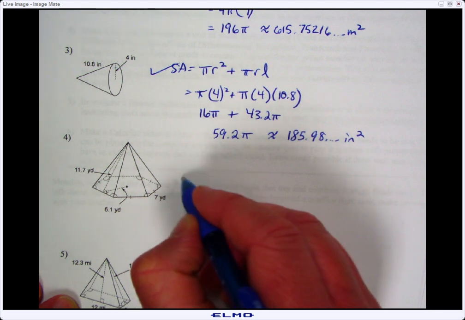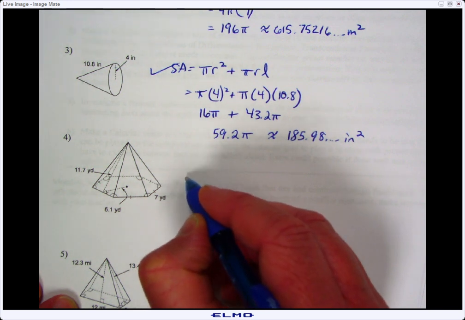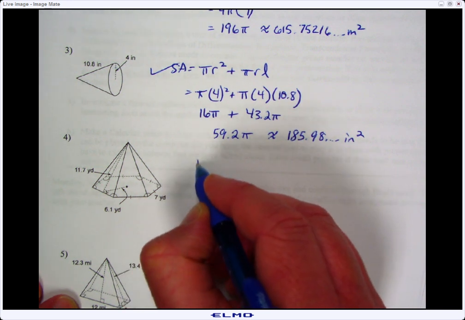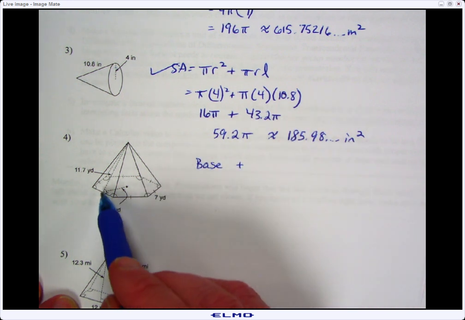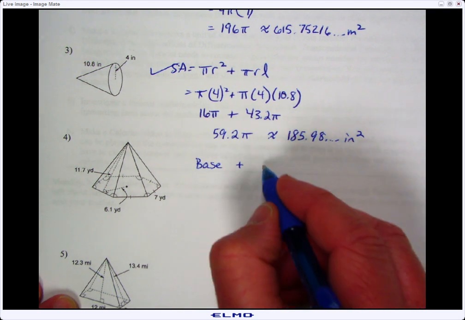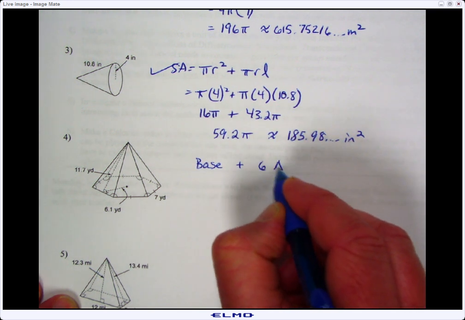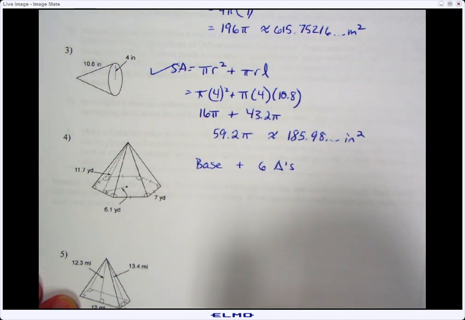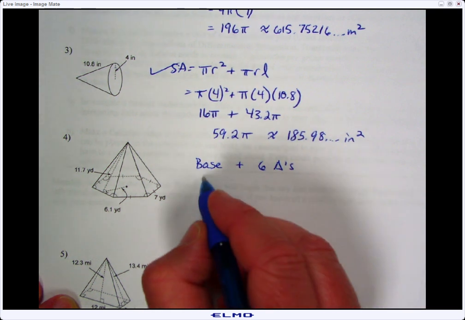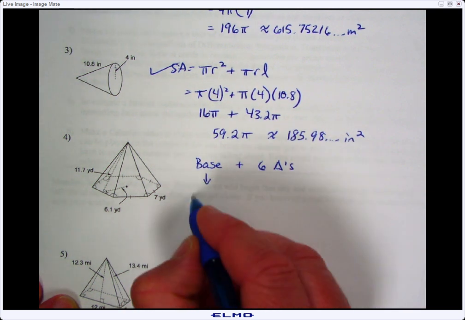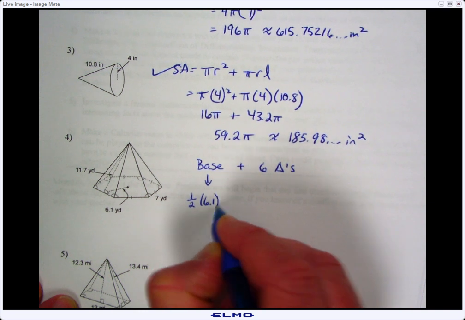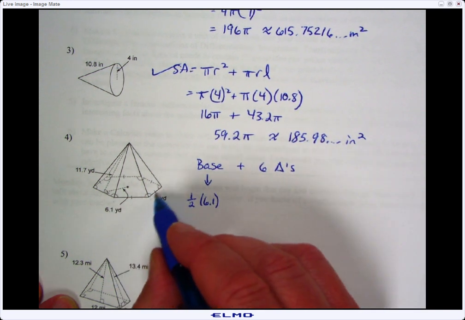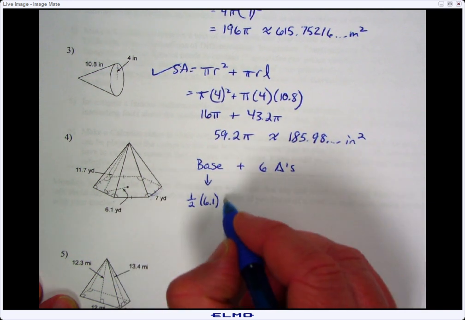Well, for a pyramid, we have a base. We only have one base, and then we have triangles. So I have 1, 2, 3, 4, 5, 6 triangles. It's a 6-sided base, so I have 6 triangles. So our same kind of planning. The base is a hexagon. Area of the hexagon, 1/2 apothem times perimeter. Well, the side is 7, so 7 times 6 is 42.